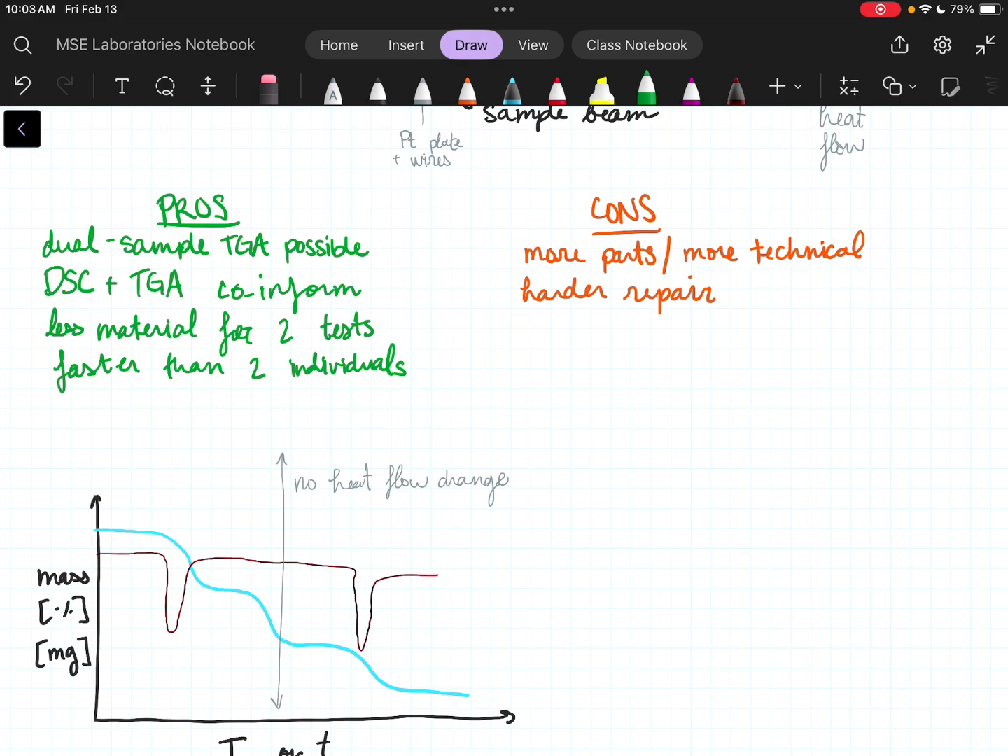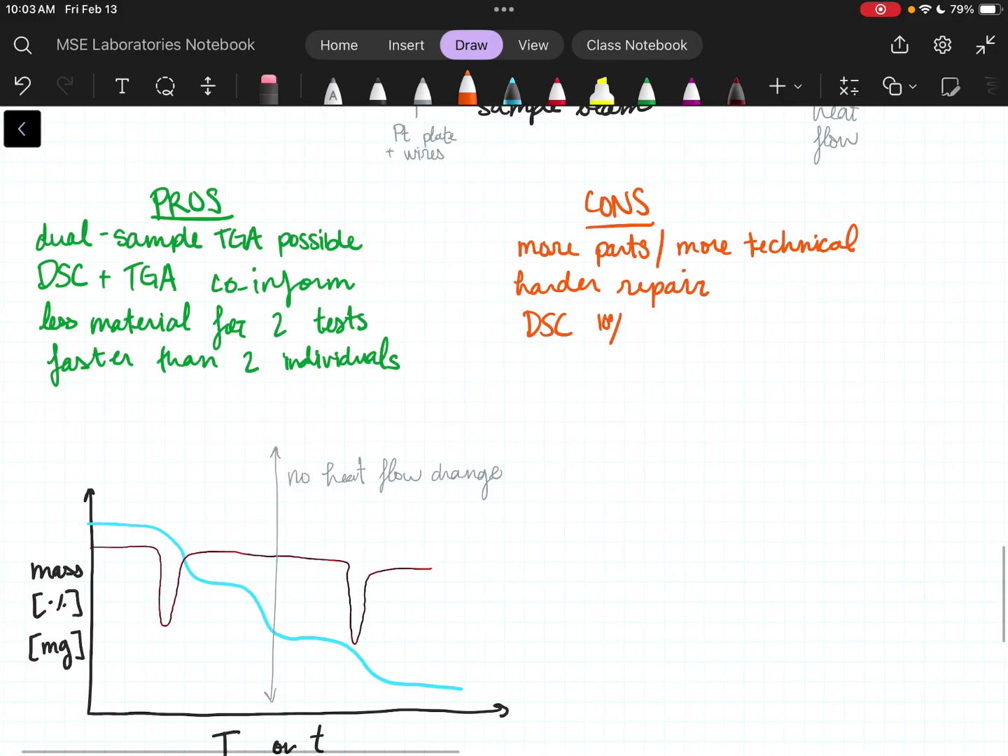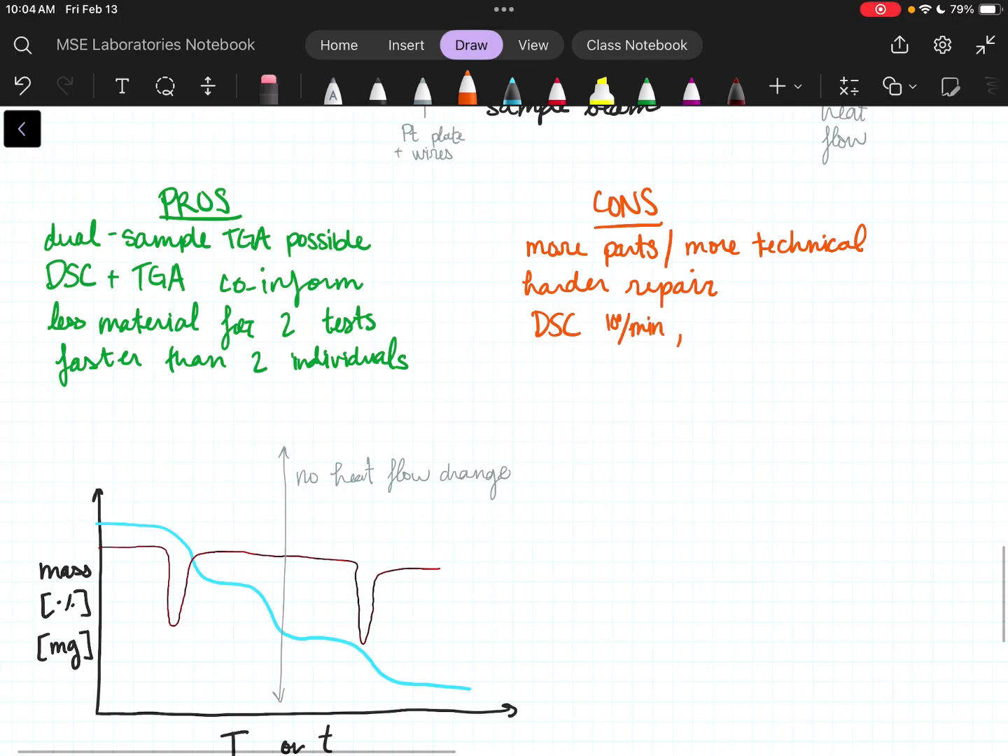I don't really know how to put that. DSC and TGA, like, co-inform. So we are learning more about our material by doing both. And if I had to run a TGA test and then run a DSC test, assuming I have enough material to run both, so less material for 2 tests, and it's also faster than 2.